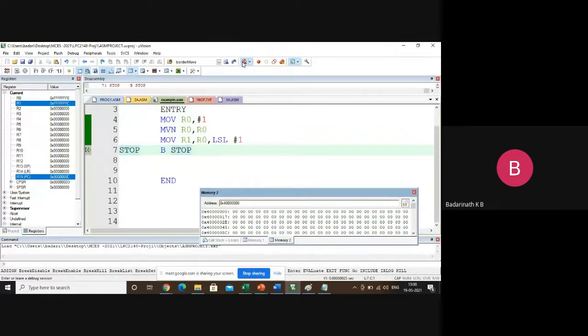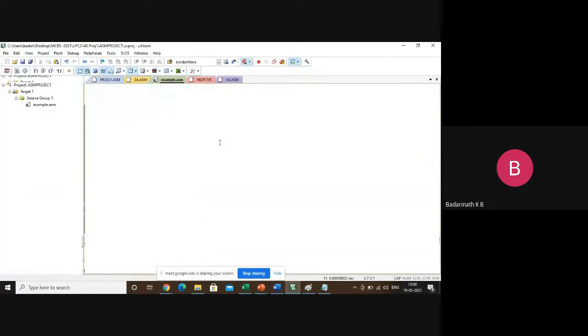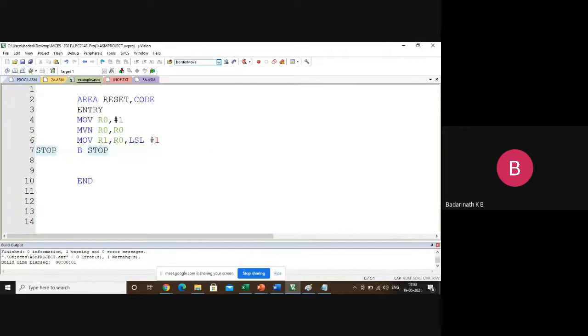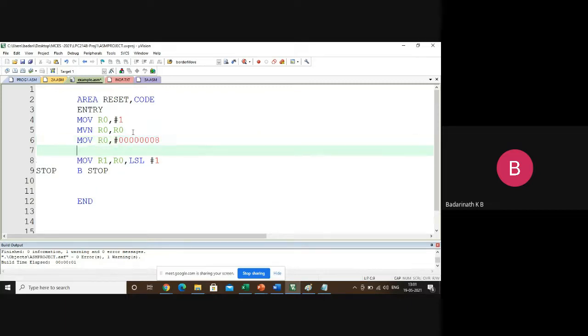Now we will take another case, another version of specifying the shifter operand. Now I will load a number into R0, let's say hash 000008. Now I want to shift it left by 3 times, logical shift. So I'll use another register instead of a number, so that variable is used to represent the number of shifts. Hash 3, I've used it now.